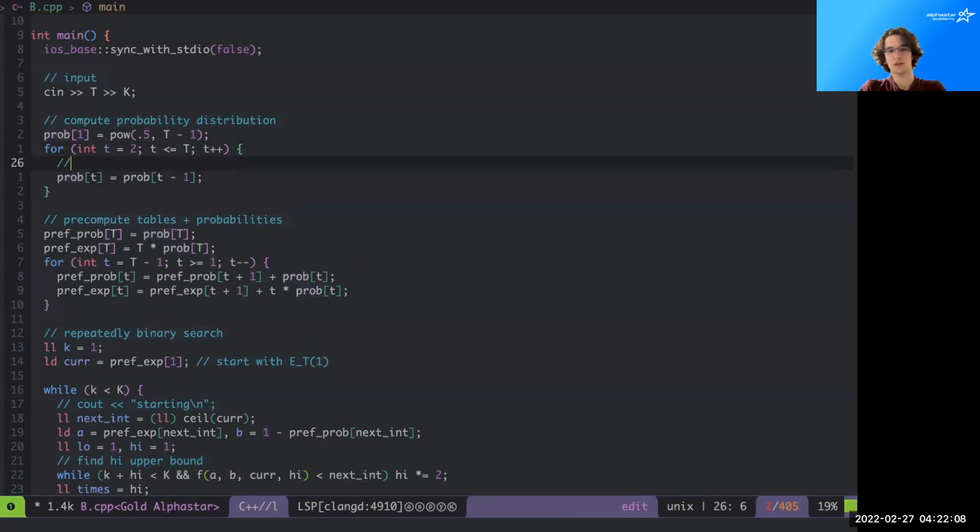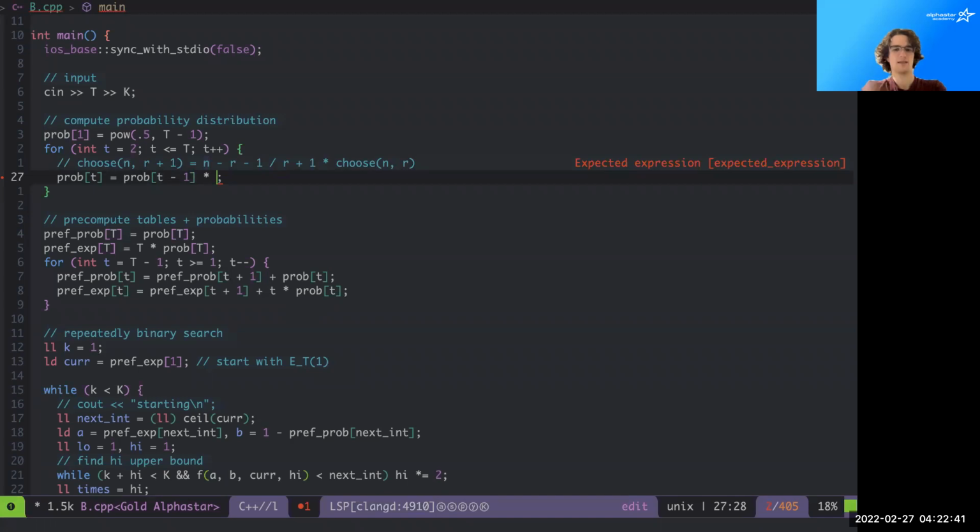But we can compute the choose function. Choose of r plus 1 equals n minus 1 divided by r plus 1 times. So you can multiply by t minus 1 minus t.